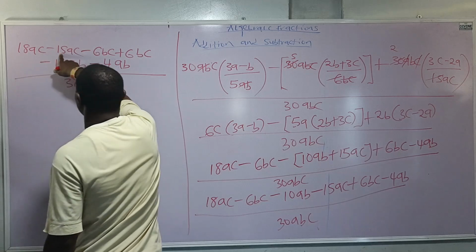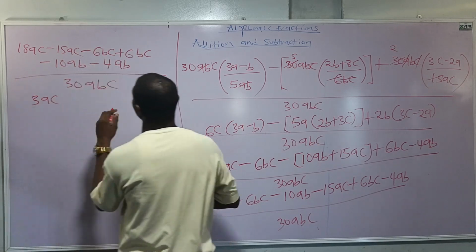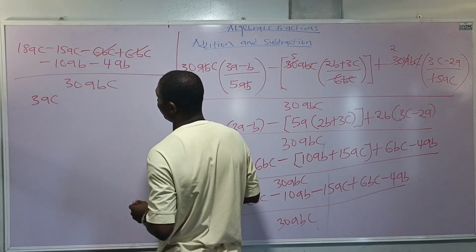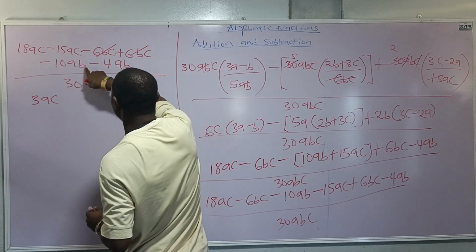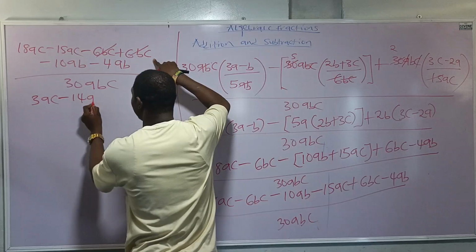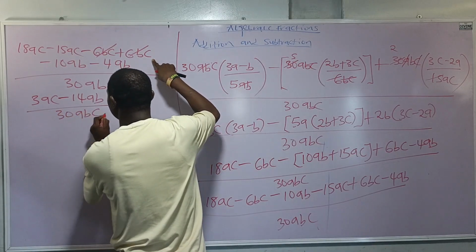Now, 18 minus 15 will give you what? 3. I'll attach my AC. Minus 6BC plus 6BC will cancel to give you 0. And minus 10AB minus 4AB will give you minus 14AB, all over 30ABC.